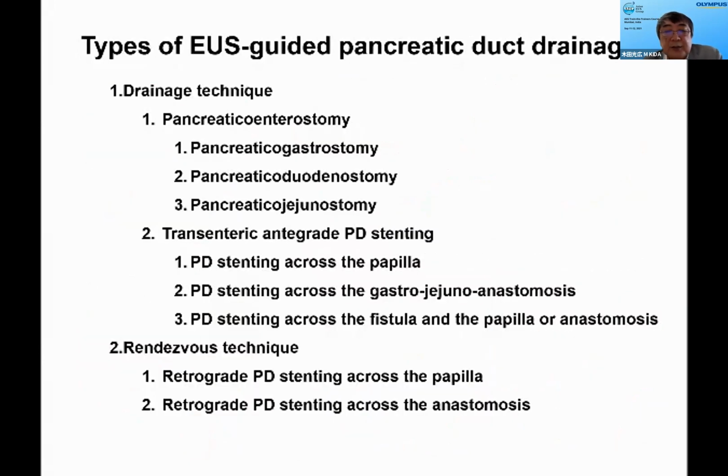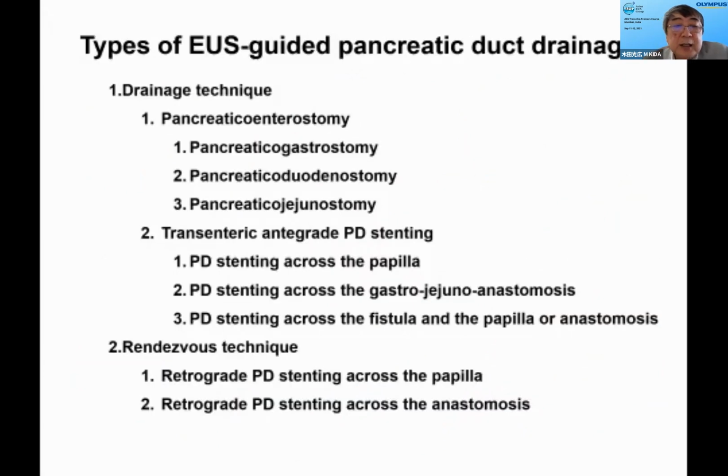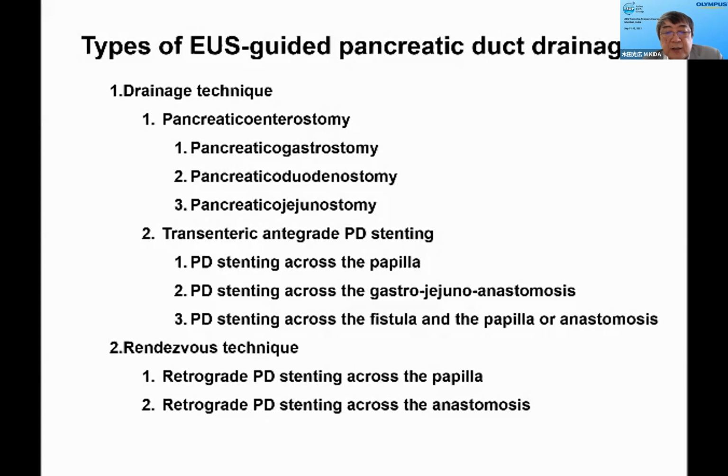So, and also these are the techniques. At first, the transenteric technique, pancreatico-enterostomy, including pancreatic gastrostomy, duodenostomy, jejunostomy, transenteric antegrade pancreatic duct stenting across the papilla, gastrojejunal anastomosis, fistula and papilla or anastomosis. And also we have the rendezvous technique, retrograde pancreatic duct stenting across the papilla and retrograde pancreatic duct stenting across the anastomosis, like this.